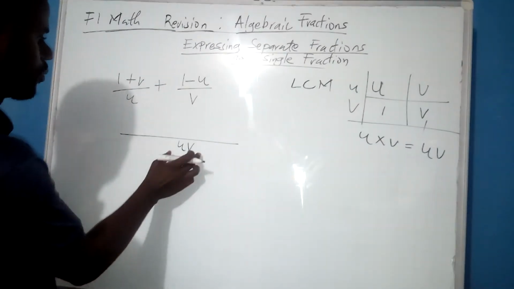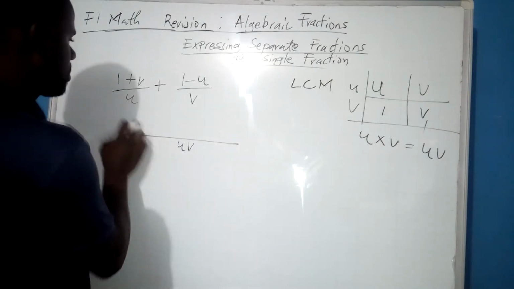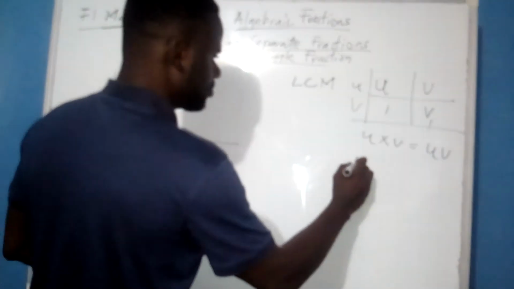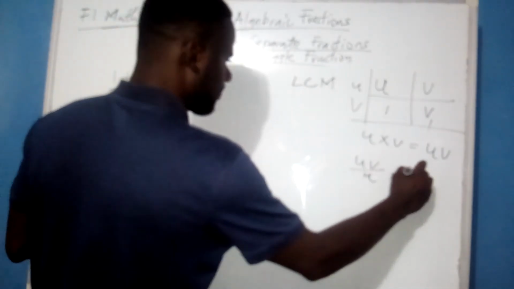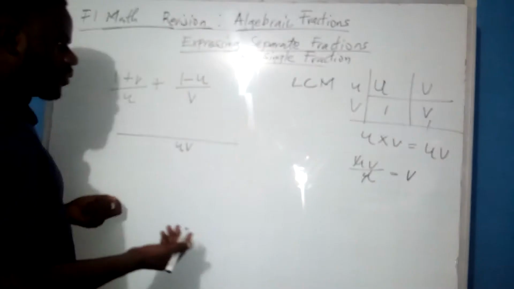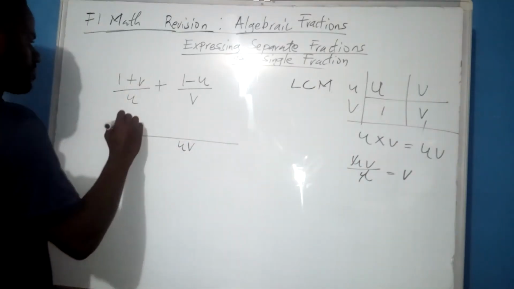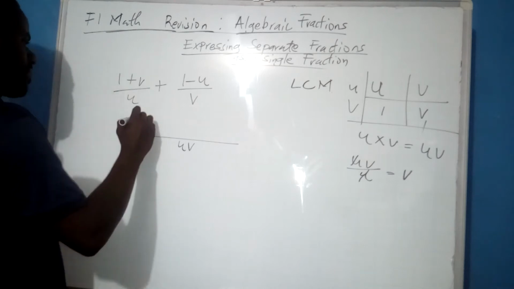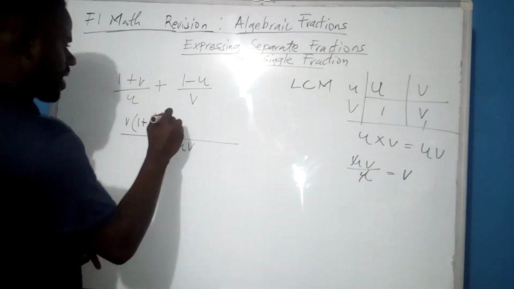From here we divide the LCM by this denominator. So u can go into uv how many times? uv divided by u will simply be v, because this u and u will cancel. So that v is what we multiply with the numerator. So v in bracket multiplied by 1 plus v. Then we are supposed to add.